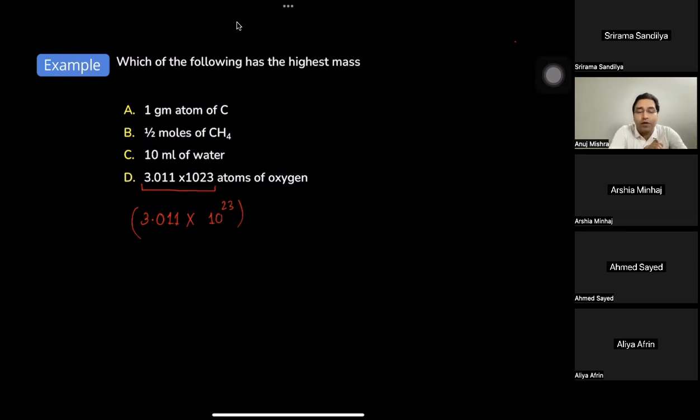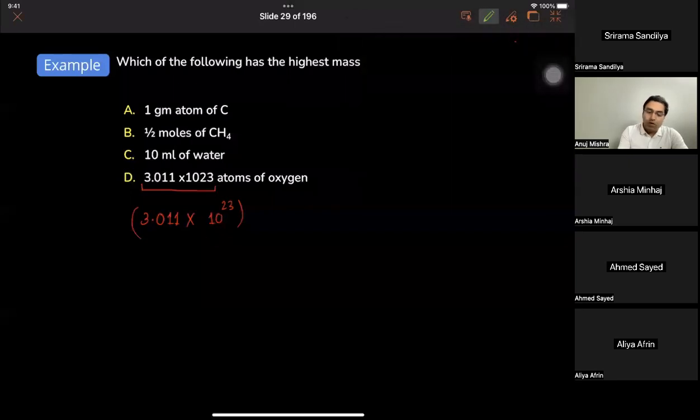So let's check the first option. 1 gram atom of carbon, half mole of CH4, 10 ml of water, 3.011 × 10^23 atoms of oxygen. Try to complete. Take your time and try to answer correctly. You have to check which has the highest mass, maximum mass.